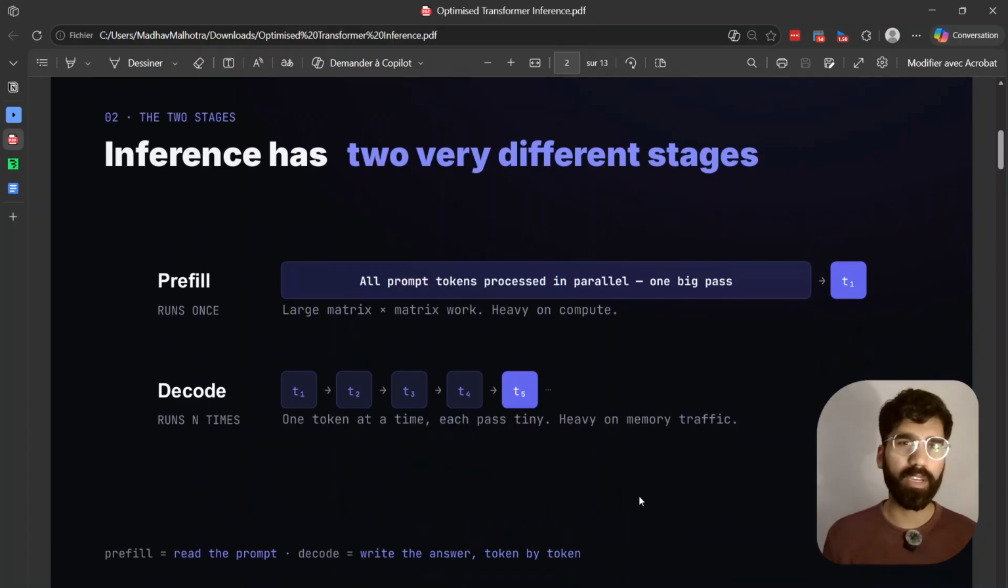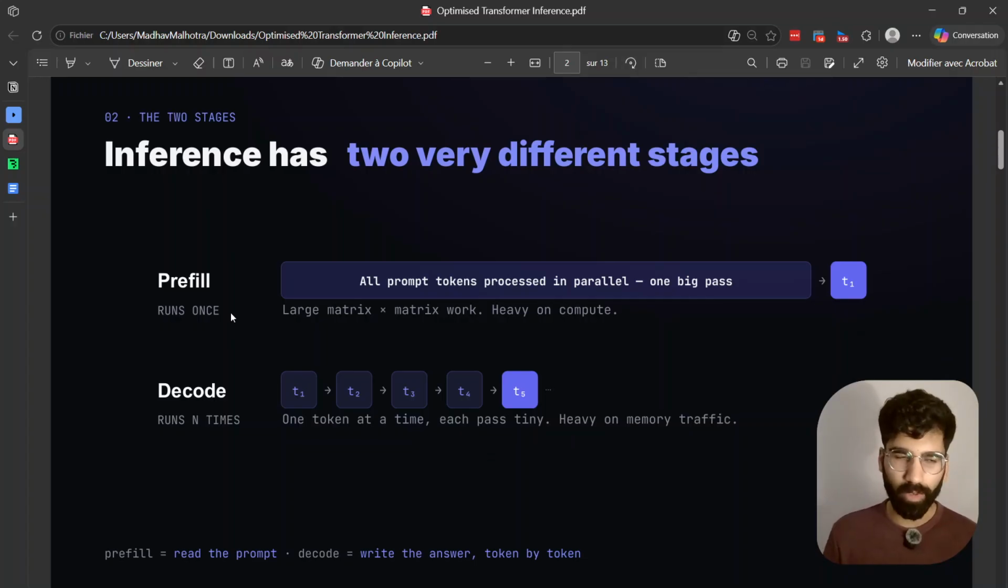The first thing to understand is that for transformers in inference, when we actually want to deploy them, there are two very different types of phases that they run in. The prefill stage is what we start with, it just happens once, and that's where we send all of the input prompt tokens into the model to be processed all at once.